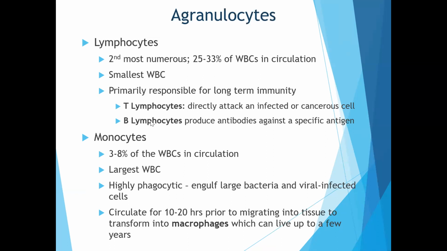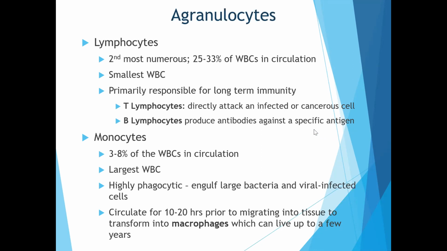So we have both T and B lymphocytes. Our T lymphocytes are kind of our attack cells, our fighter jets. They're going to directly attack the infected cell, cancerous cell, anything that we need to get out of there. The B lymphocytes are the memory aspect. So they produce antibodies against a specific antigen. Antibodies are what our body uses to identify something that's not supposed to be there. And an antigen is the foreign material or whatever is not supposed to be there.